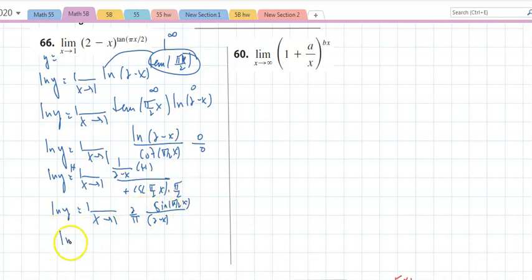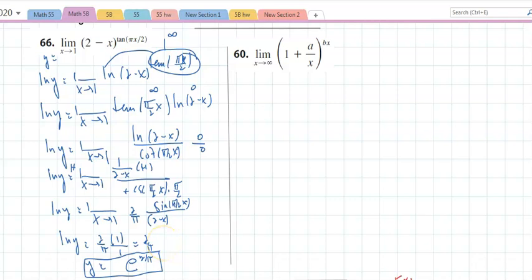And if I throw 1 in, I will get 2 over pi. The sine of pi over 2 is 1. 2 minus 1 is 1. That's 2 over pi. So I could say here y equals e to the 2 over pi. That would be my answer.